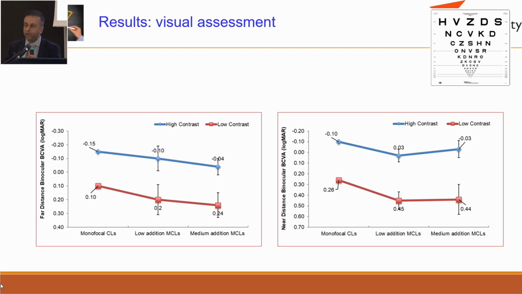Now, when we look at the near distance, again, the best vision is when they're binocular with single vision lenses for near. But the second best scenario is when they had the medium add. So the low add wasn't as effective as the medium add. The medium add was more effective for these patients. And that makes sense as well because the medium add was around 1.5, 1.75, which actually is the correct add for this age group of patients.